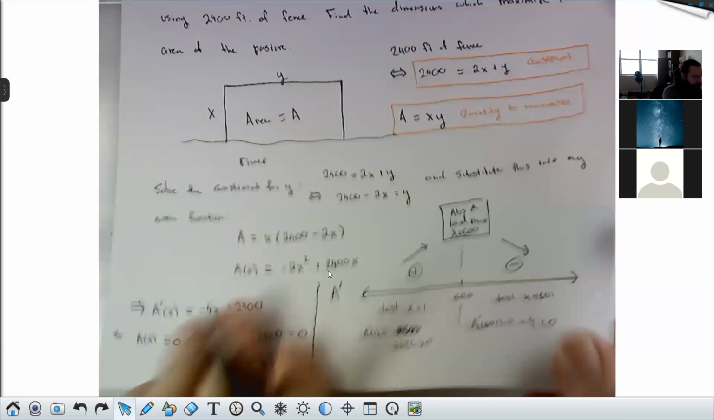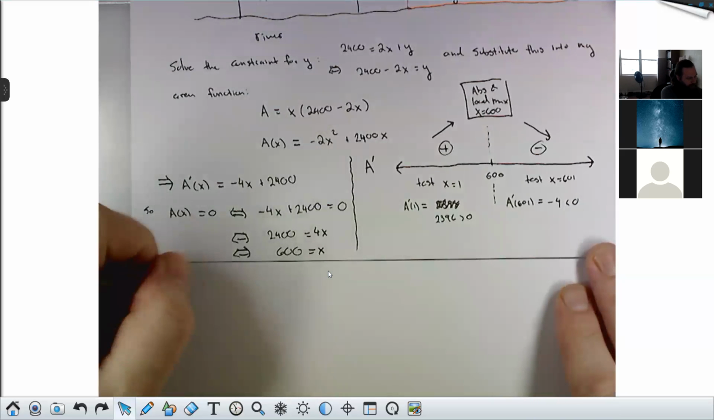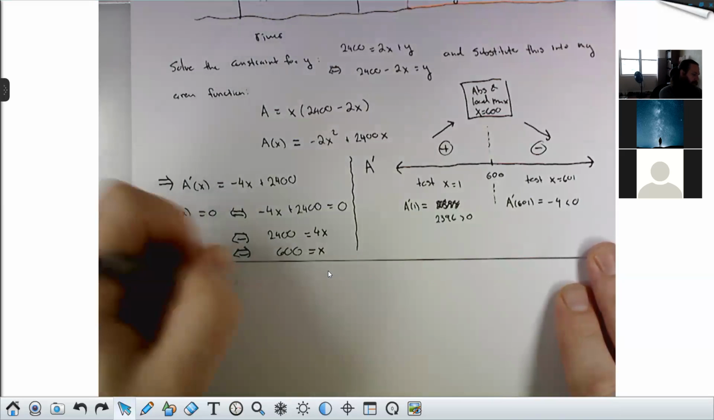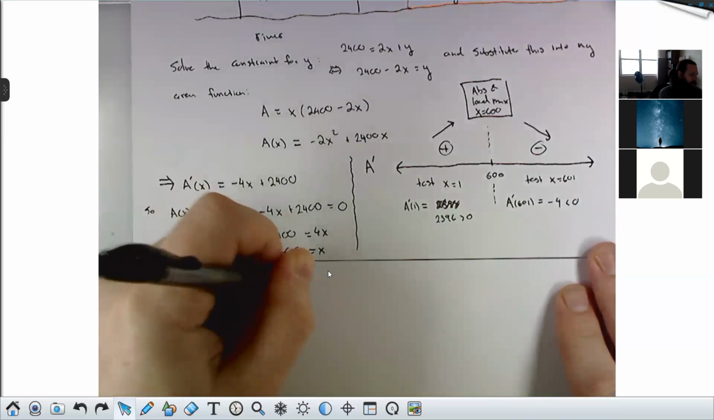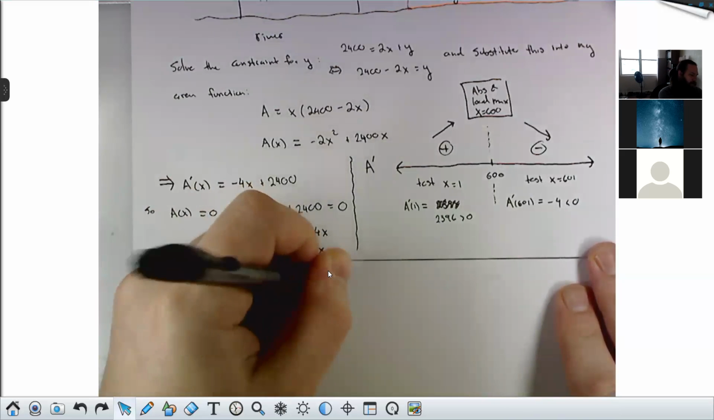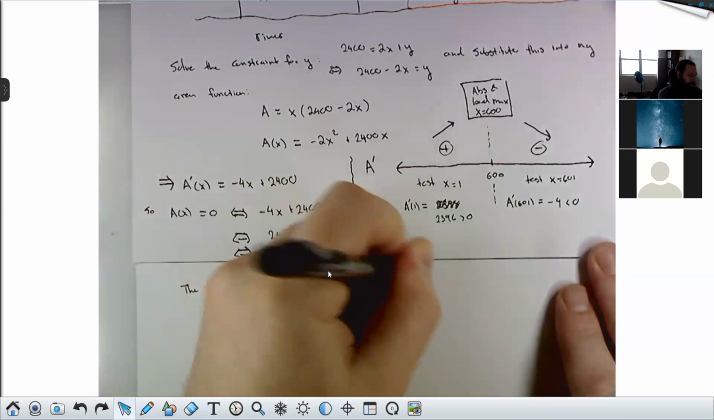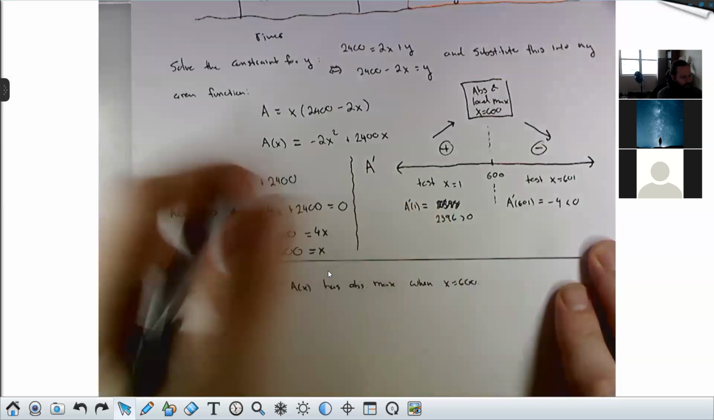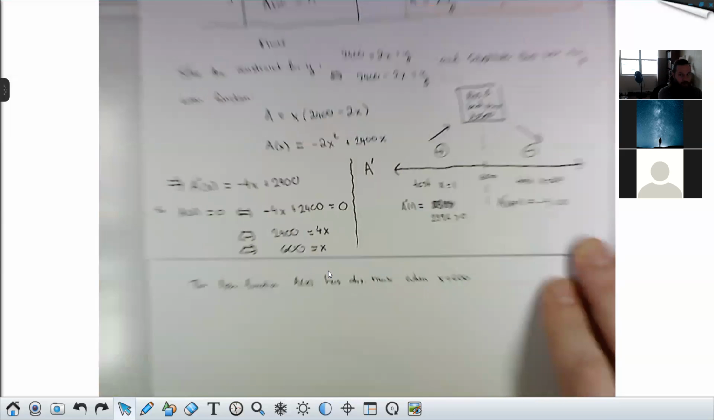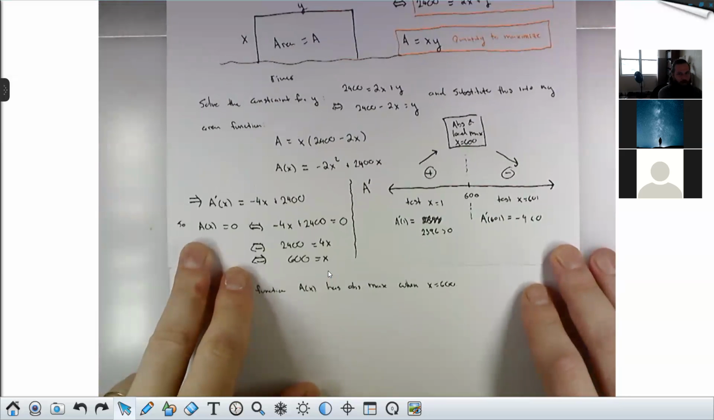Therefore, the area function A of x has absolute max when x is equal to 600. So that's one of the dimensions. They wanted us to say what dimensions maximize this area. I also need to say what y is.